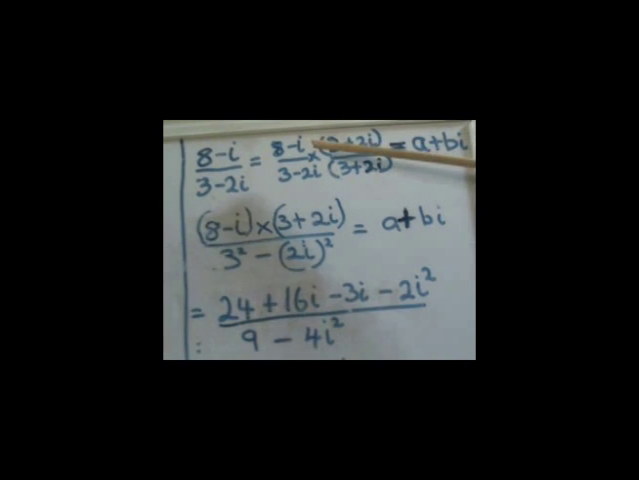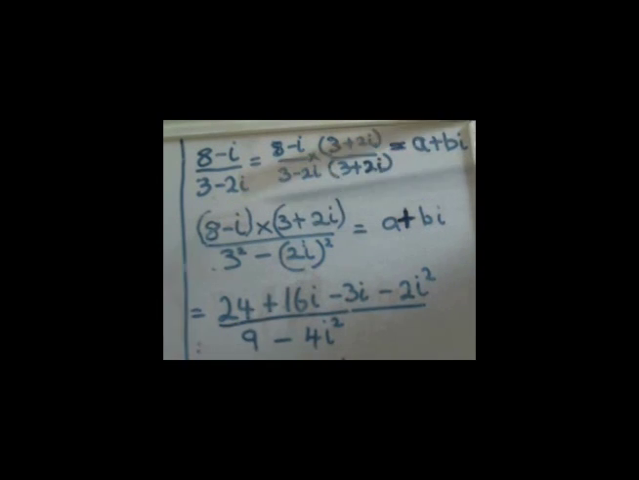So trying to solve this, we know that 3 minus 2i multiplied by 3 plus 2i, by conjugate theory, will give us 3 squared minus 2i squared. And then we have this multiplied by this, which we have written here: 8 minus i multiplied by 3 plus 2i. So we multiply the 2 here on top together and these 2 together, which gives us this. So here we have 8 minus i multiplied by 3 plus 2i divided by this.